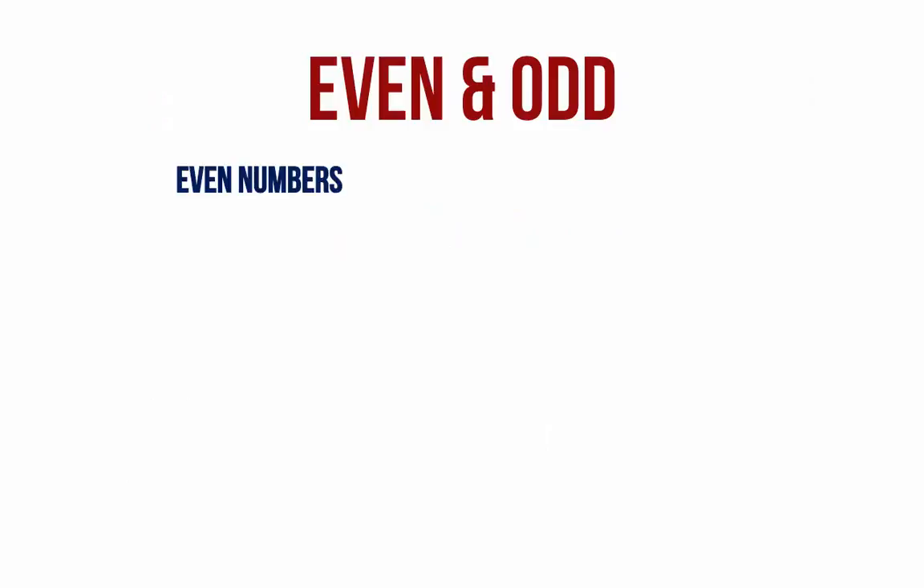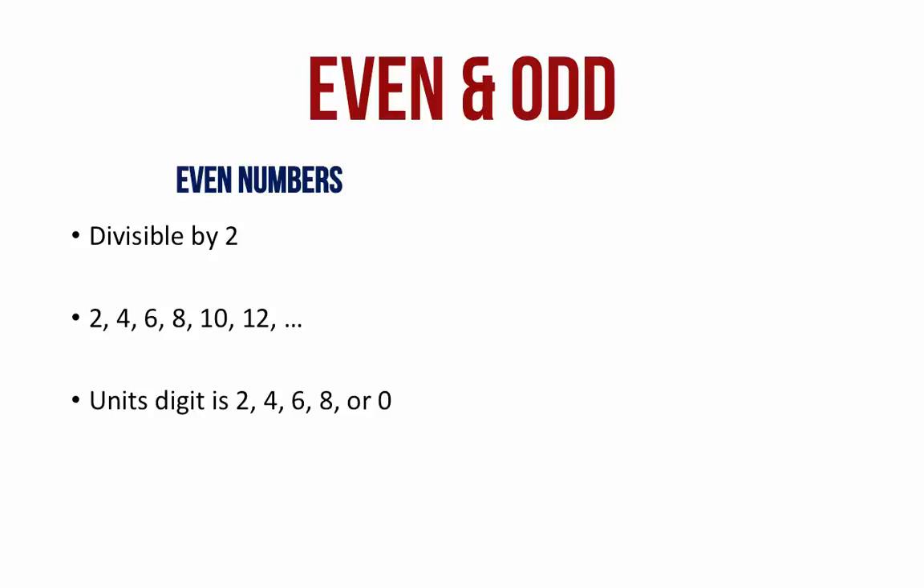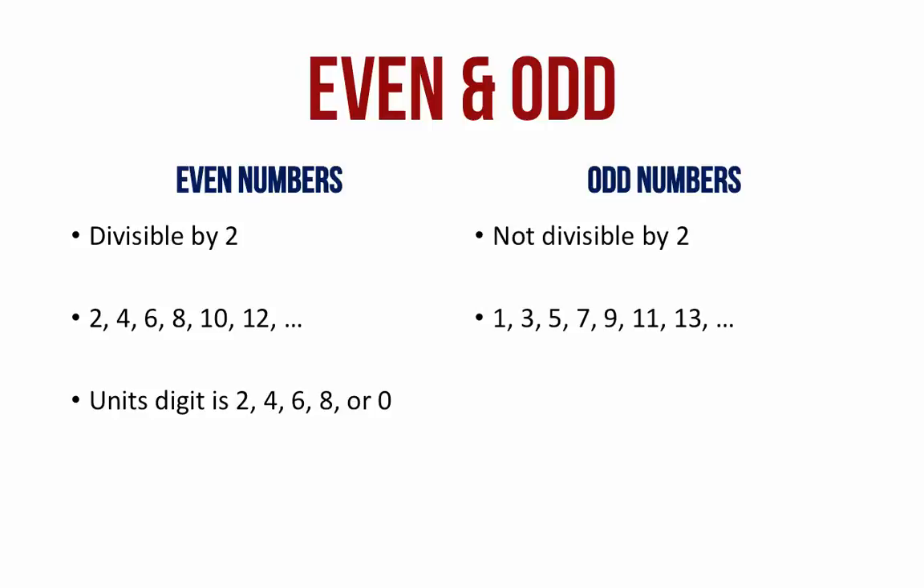Even and odd numbers. Even numbers are divisible by 2. For example, 2, 4, 6, 8, etc. The units digit of an even number is 2, 4, 6, 8 or 0. All even numbers except 2 are composite numbers. Odd numbers. Odd numbers are not divisible by 2. For example, 1, 3, 5, 7, etc. The units digit of an odd number is 1, 3, 5, 7 or 9.